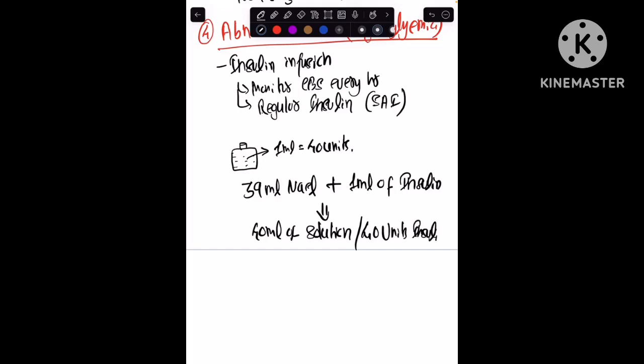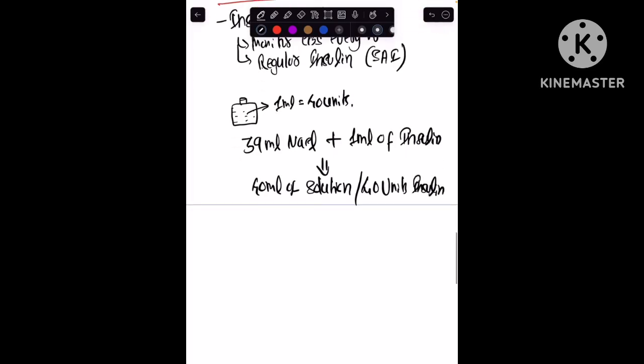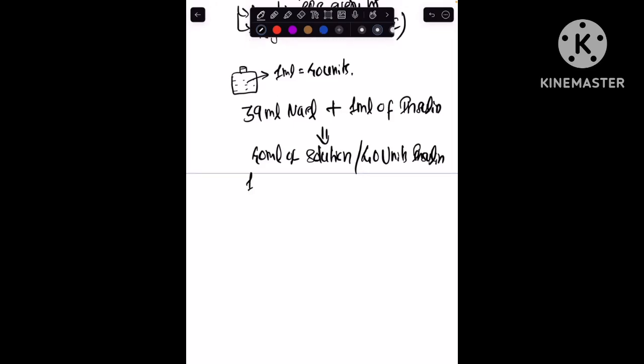Okay, so this is the standard concentration we try to achieve, and then we start the infusion at 1 ml per hour or 2 ml per hour. So 1 ml means 1 unit, 2 ml means 2 units. After the reconstitution, we infuse it as per what is known as a sliding scale.